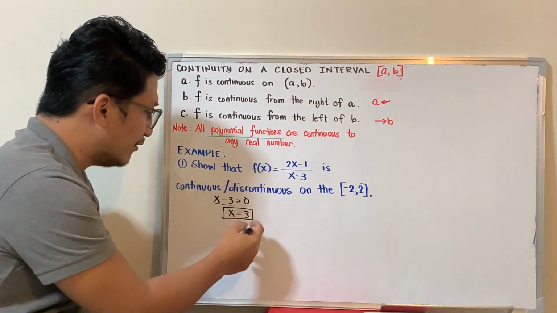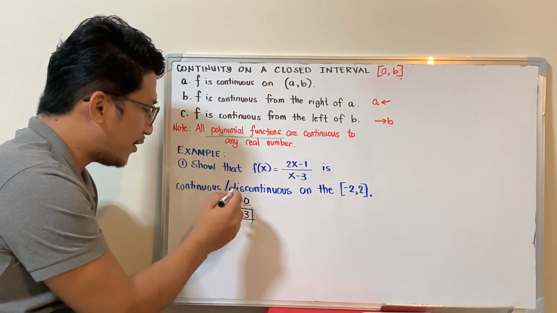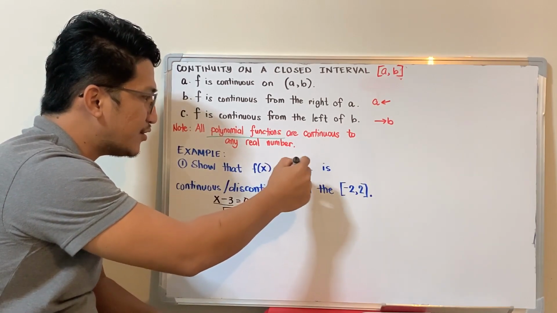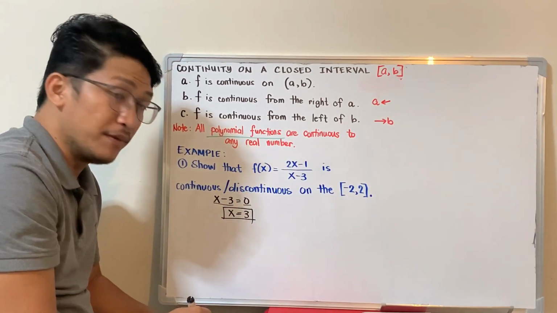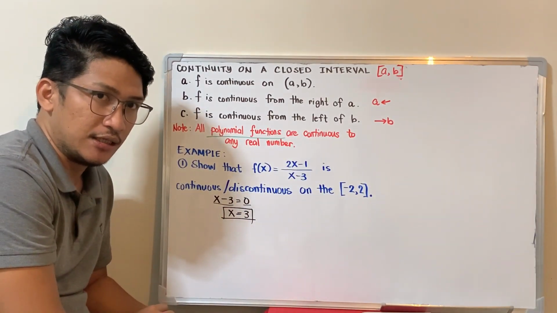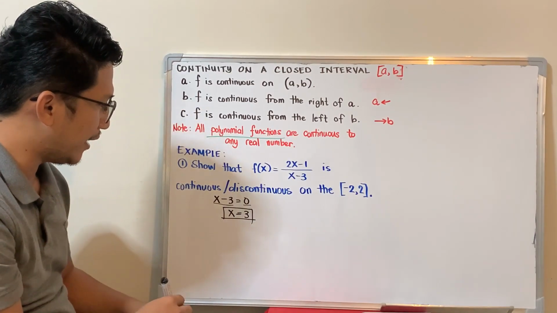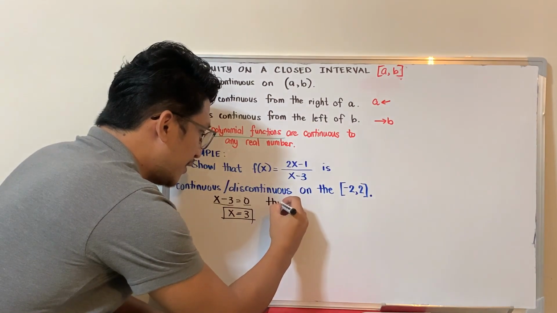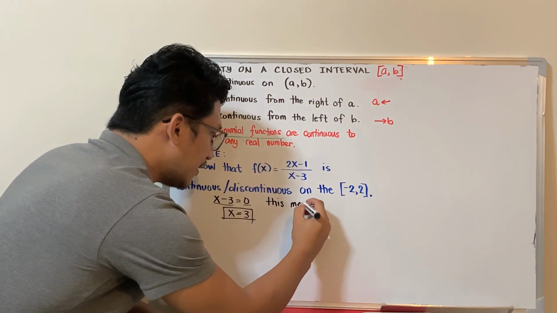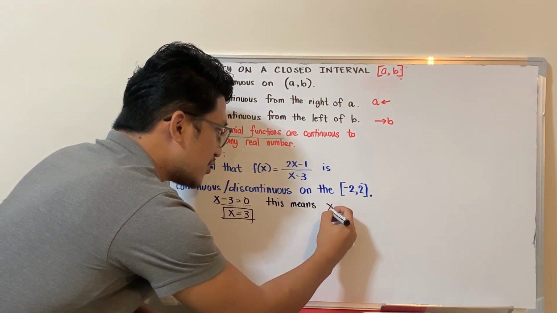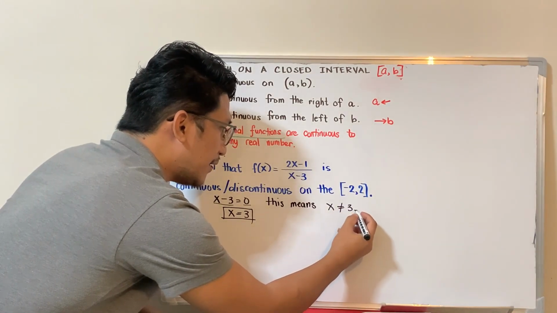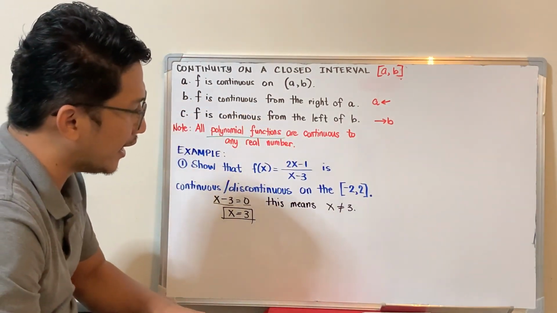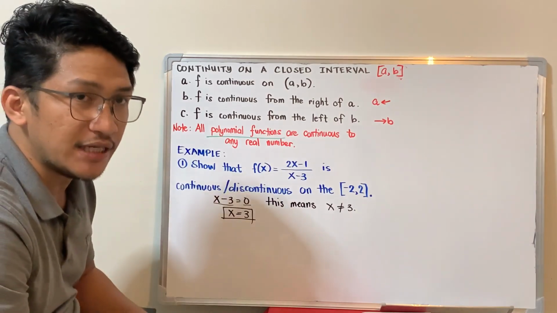Since we have found out that 3 will make the function discontinuous, it means 3 is not allowed. This means x should not be equal to 3. If x becomes 3, then of course your function becomes undefined.